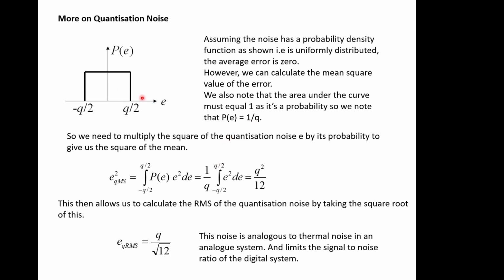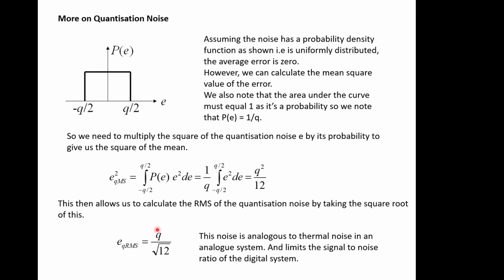So to get the RMS value of this, we just have to multiply the square of the quantization noise E by its probability, 1 over q, to give us the mean square, and so we just have to integrate across this whole area. This allows us to work out the RMS value of the quantization noise, and it always comes out to q squared over 12. So this is a good number to have learned, and it's just some basic integration of a nice square probability function. Take the square root of this and it gives us the RMS of the quantization noise, or quantization voltage, and this is the fundamental limit of noise in your quantization system.